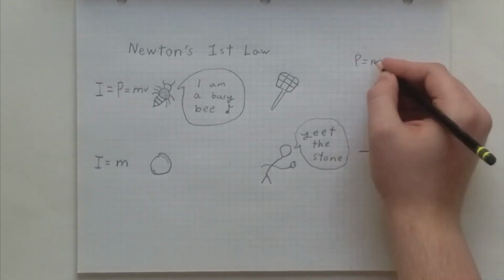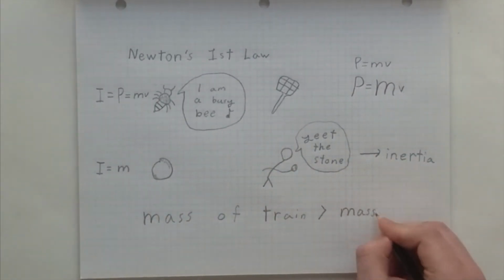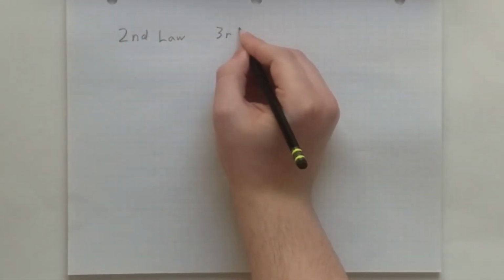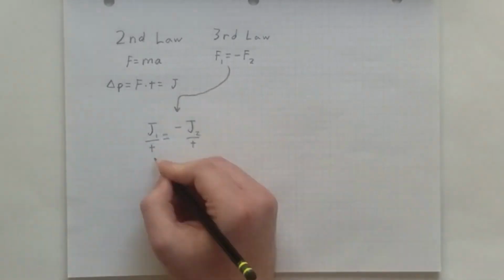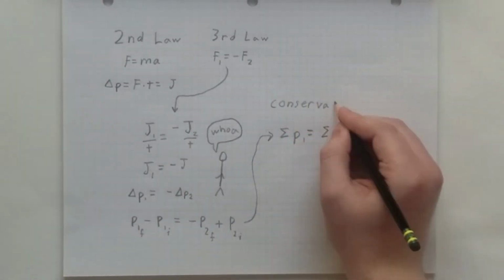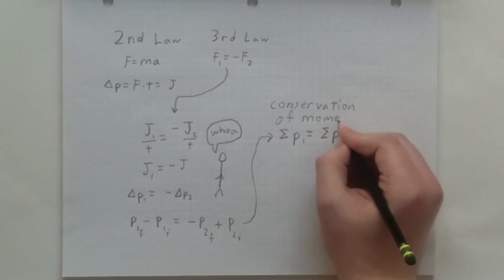We have already seen that p equals mv, which now makes sense for our first description. The larger the mass, the larger the momentum. But what about our oomph description? That comes from Newton's second and third laws. With a little bit of algebraic manipulation, we end up with the conservation of momentum. This says that the sum of momentum beforehand is equal to the sum of momentum afterward, or the total momentum does not change.